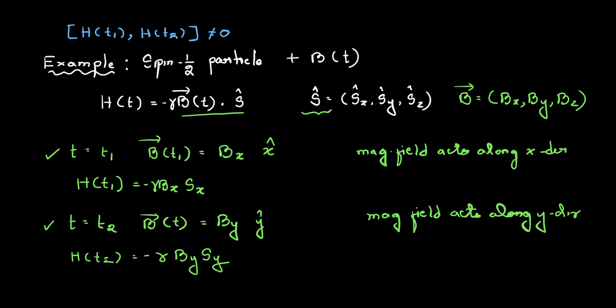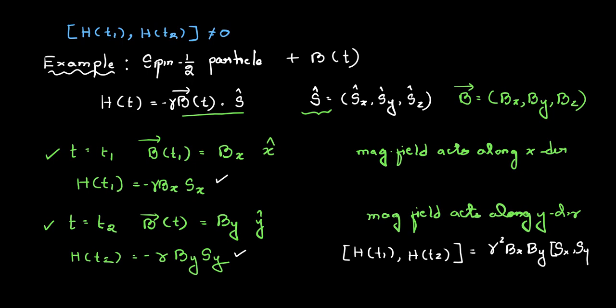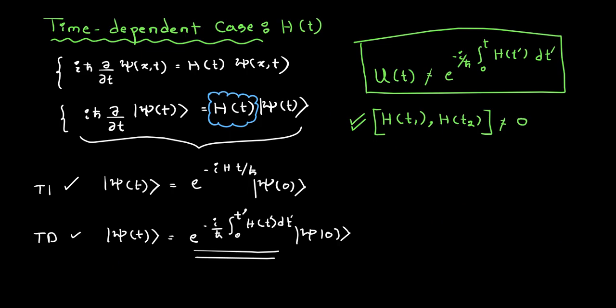If you look at this derivation carefully, and you try to find the commutator between H of t1 and H of t2, it's a very easy calculation, because at the end you will end up with a term like gamma squared Bx By, and there will be a commutator between Sx and Sy, and we know that this term is not equal to 0, because the commutator between Sx and Sy gives you i h cross Sz. So this is a simple example proving a case where the Hamiltonians at different times may not commute, and this is the fundamental issue with the time dependent case: the time evolution operator, the operator that is responsible for evolving the wave functions, is not as simple as it looks because of this fact.